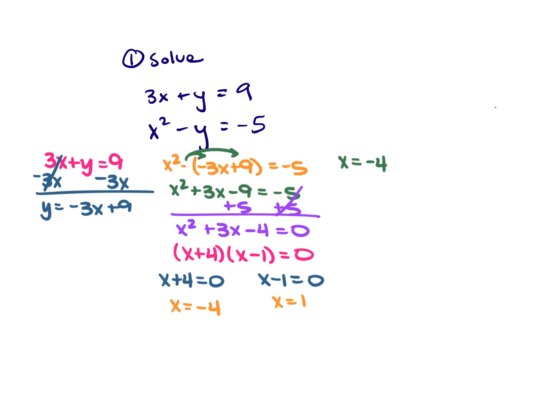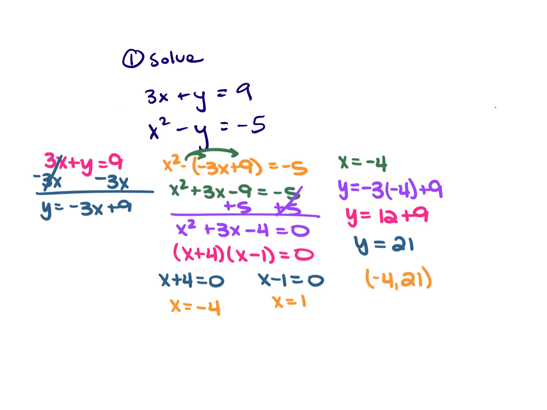So you're going to start with the x is equal to -4. You're going to plug that in to solve for y. So I would use the y is equal to -3x plus 9. Plug that in there. So you're going to have y is equal to -3 times -4 plus 9. The -3 times -4 gives you 12. And 12 plus 9 gives you a y of 21. So that one is then the ordered pair of -4, 21. That's one of the two ordered pairs.